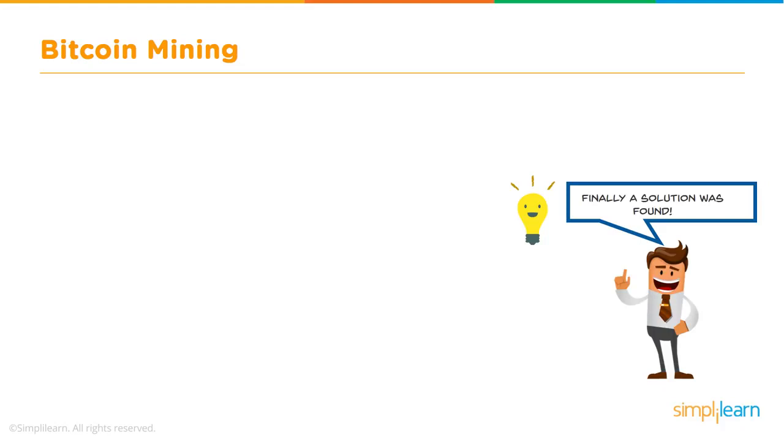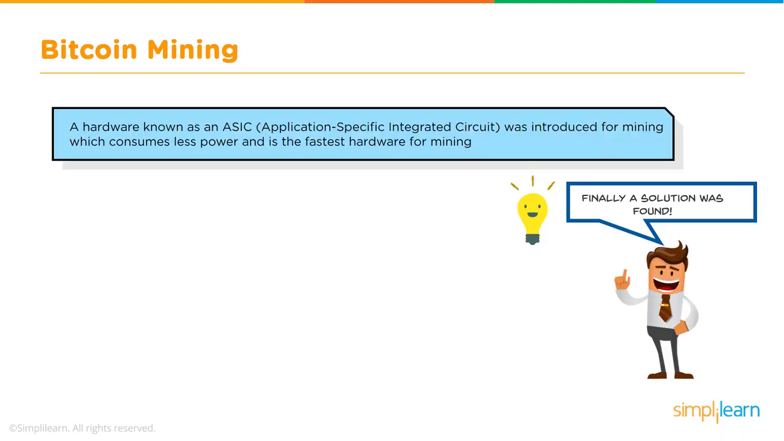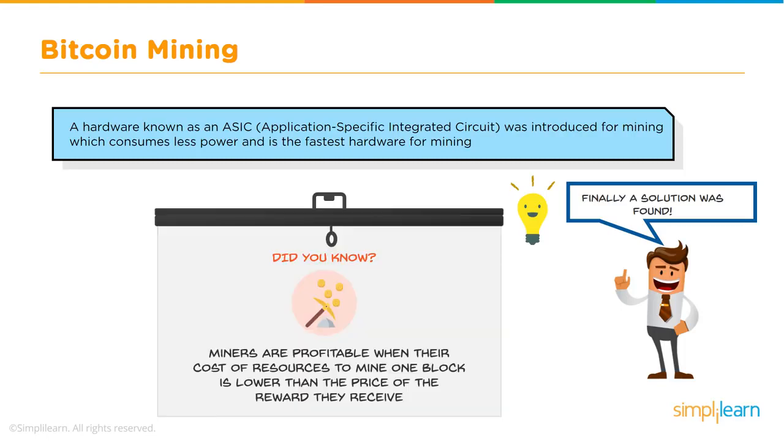Finally, as of today, they are using a hardware called ASIC, application specific integrated circuit, which was specifically introduced for mining, which consumes less power and has a higher computing power, and is a better hardware for mining. Miners are profitable when their cost of resources to mine one block is less than the price of the reward they receive. So definitely they have to have the investment less than the reward they earn.